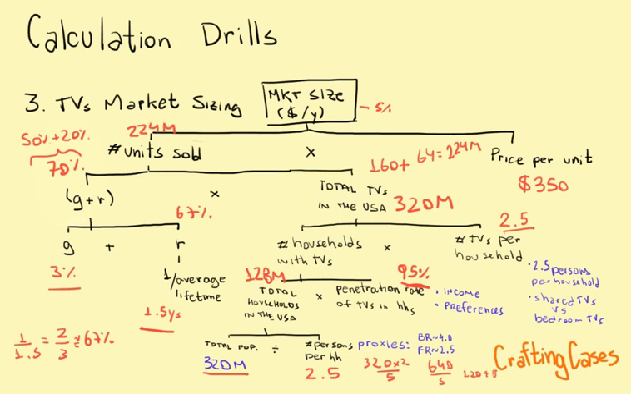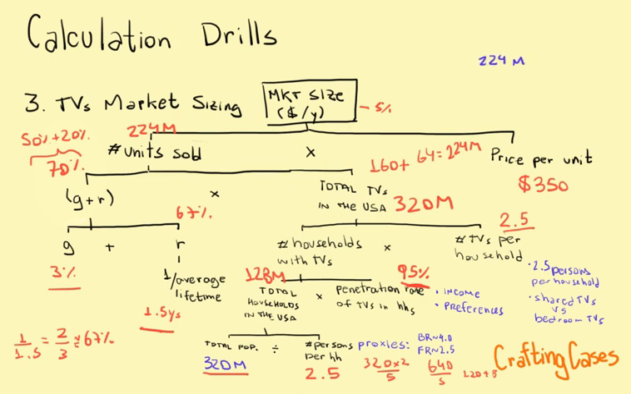224 million times 350. This is going to be, well, let's think of it roughly first. 224 million times 7, that's going to be roughly 140 billion dollars. Let's do it completely now. Let me just erase this. Oh, it's going to be a hard one.